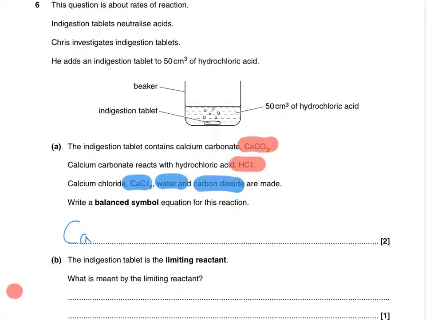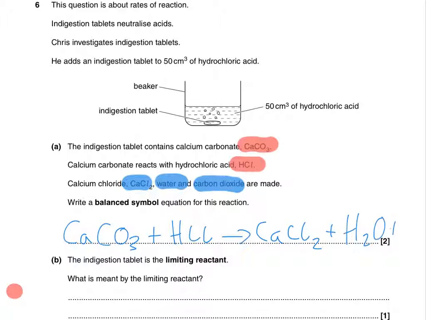So the first mark is just for rearranging all that. So we go CaCO3 plus HCl, that's what we started with, and then what do we finish with? CaCl2, H2O, because it's water, and CO2. Brilliant. That's 1 mark. Easy 1 mark. Now the second mark is where it gets a little bit trickier, but it's still pretty easy. This is a very simple equation to balance.